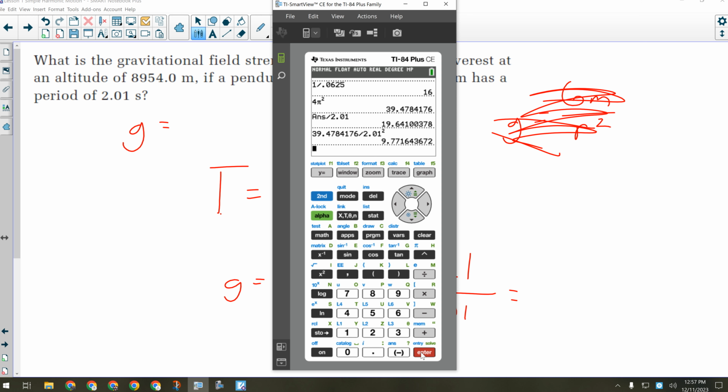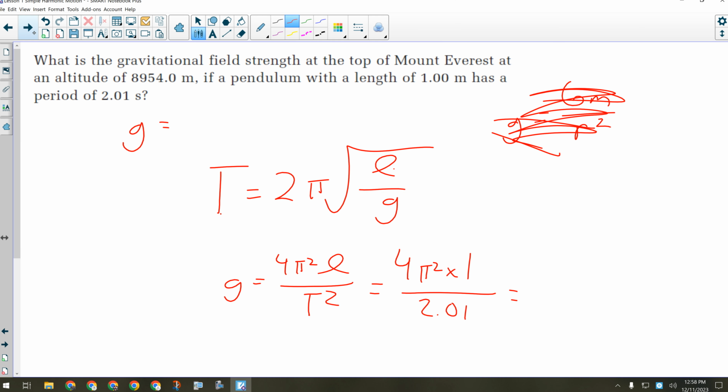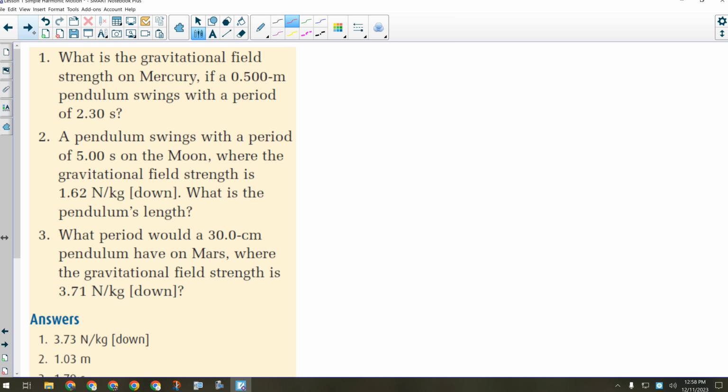On a test, were you to do what I just did and screw up, would you know you'd done it wrong like I did? Yes, because that was a completely unreasonable answer. Going to the top of Mount Everest does not make you 2 times heavier. All right, let's have you try those 3 there. They are all pendulum questions, and then we'll get to a few mass on the spring questions after that.